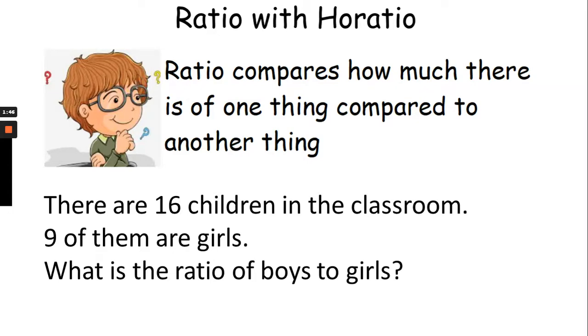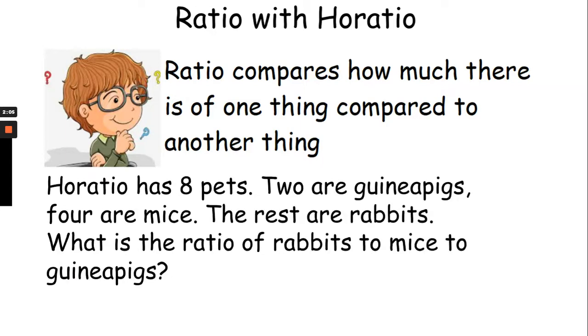Okay, let's see how you got on. There are 16 children altogether, and they tell me how many girls. With this information, I can work out how many boys. Then I write my ratio of boys to girls, 7 to 9. The ratio of boys to girls is 7 to 9. Well done. Let's have a look at another ratio problem.